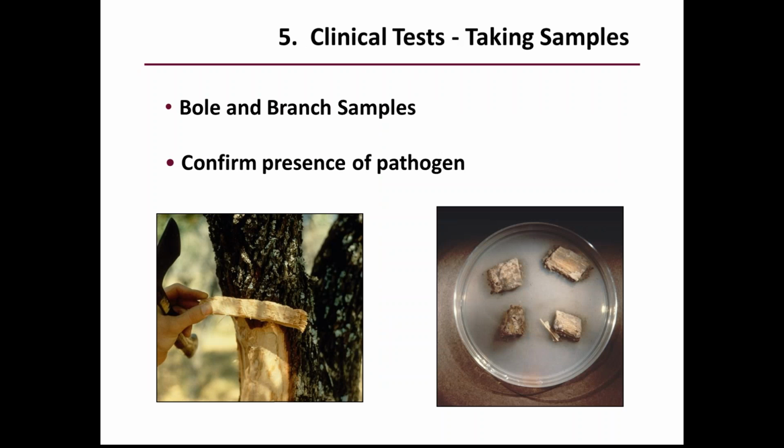And finally, we have a clinical test. By removing bole and branch samples from infected trees, they can be sent into a plant diagnostic clinic. Here in Texas, we have the Texas Plant Disease Diagnostic Lab. Here's a bole sample that has been removed by cutting a window in the side of the tree. The clinic will chip this piece up into smaller pieces, put it on potato dextrose agar that's been acidified, and if we get the classic growth of the fungus, then we are very sure that that tree has oak wilt.